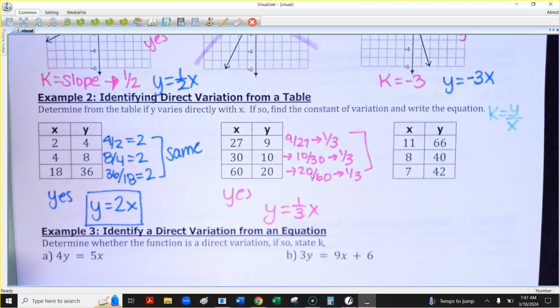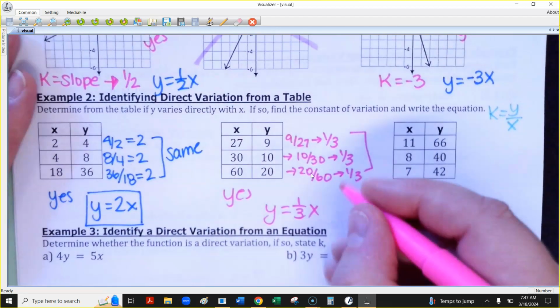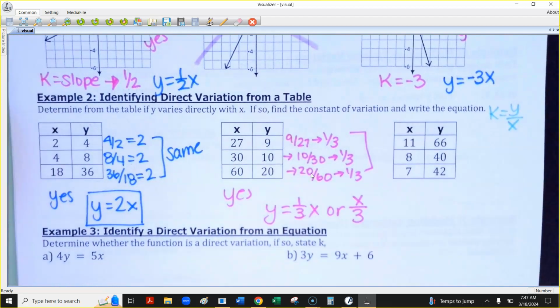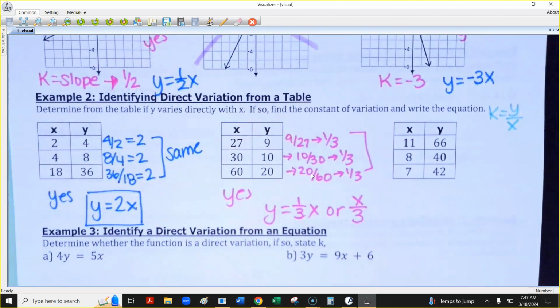Now, that's how I would typically write it. If you wanted to write it, you could also write y equals x over 3. The k value there is 1/3, but there's 2 different ways you could write that, and that would be totally acceptable. Okay, let me try one more.